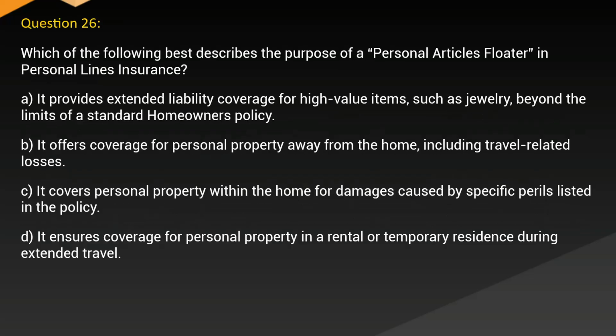Question 26. Which of the following best describes the purpose of a personal articles floater in personal lines insurance? A. It provides extended liability coverage for high-value items, such as jewelry, beyond the limits of a standard homeowner's policy. B. It offers coverage for personal property away from the home, including travel-related losses. C. It covers personal property within the home for damages caused by specific perils listed in the policy. D. It ensures coverage for personal property in a rental or temporary residence during extended travel.